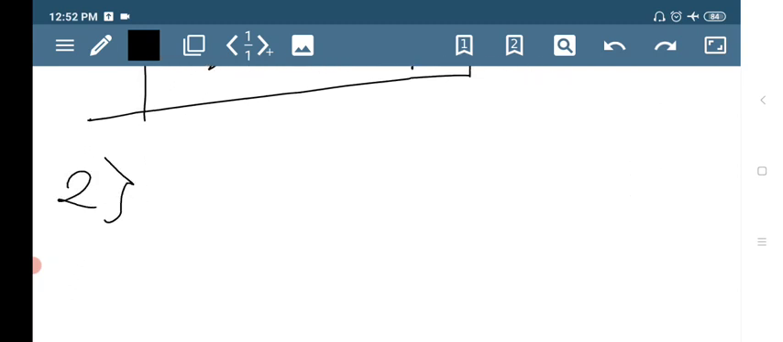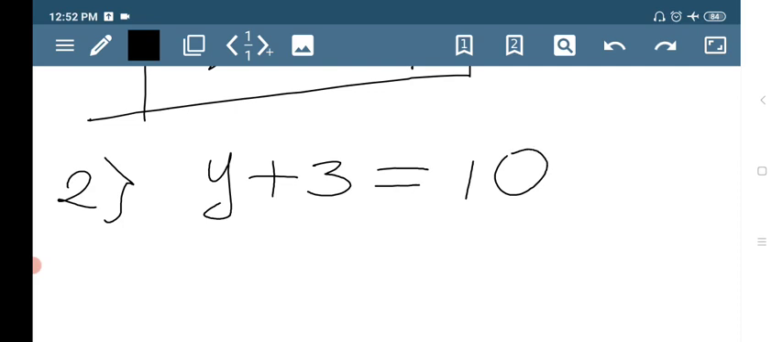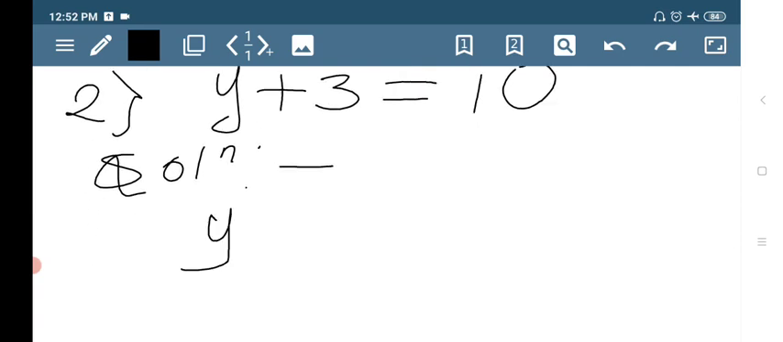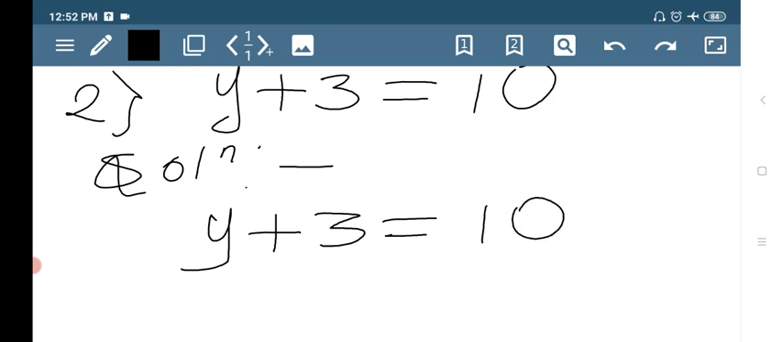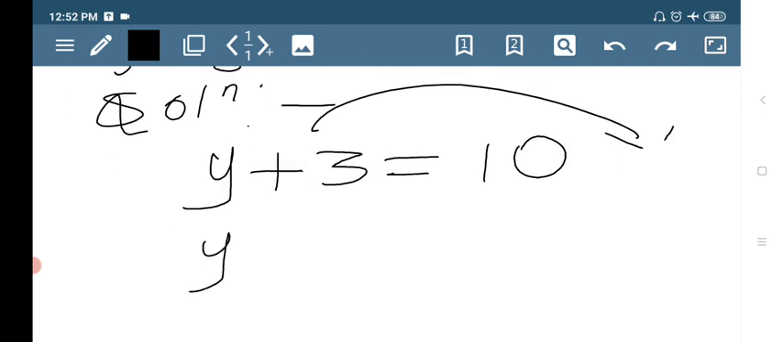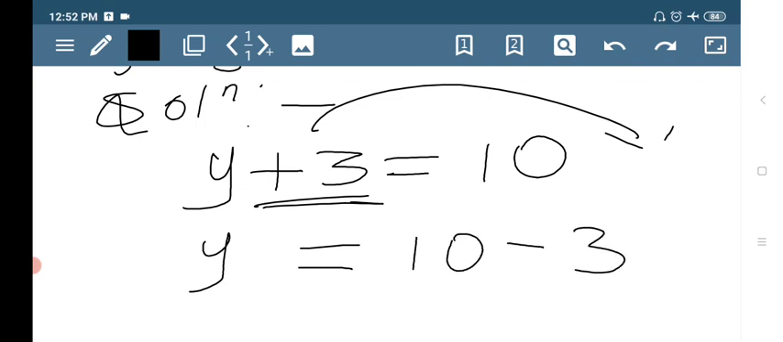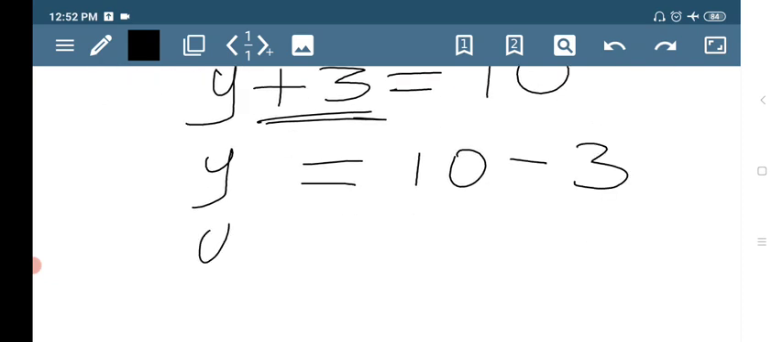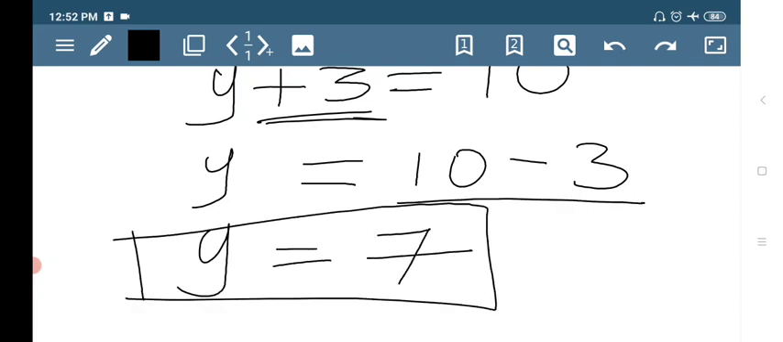Second question, y plus 3 is equal to 10. Solution, y plus 3 is equal to 10. If I send this plus 3 to RHS, what happens? It is plus 3, and if it goes to RHS, it becomes minus 3. The sign changes. y is equal to 10 minus 3, which is 7. The value of y is 7.